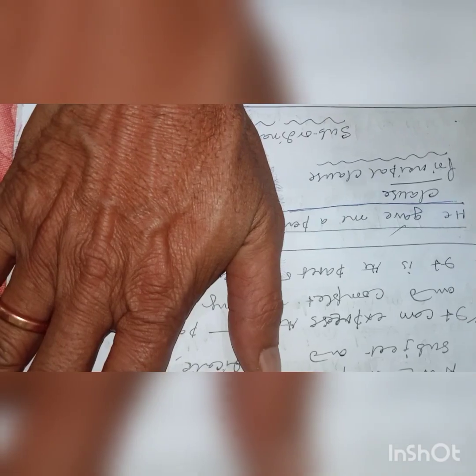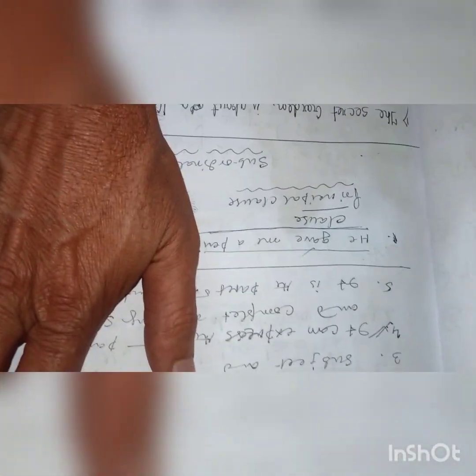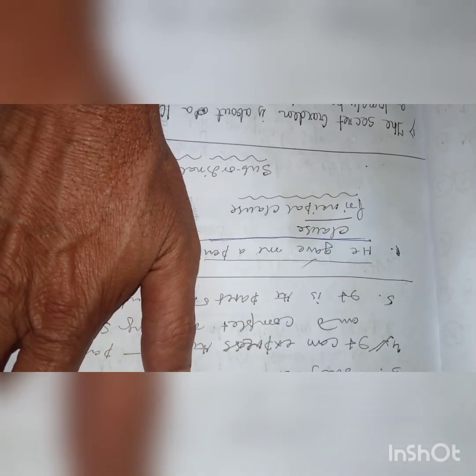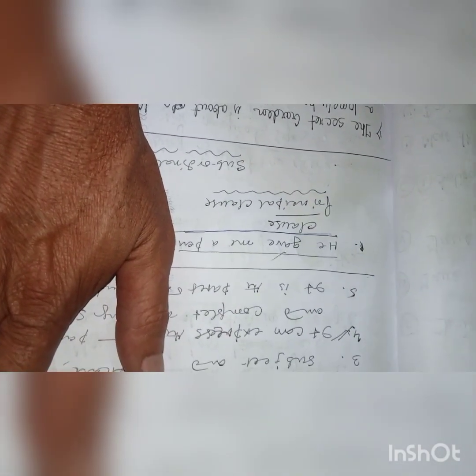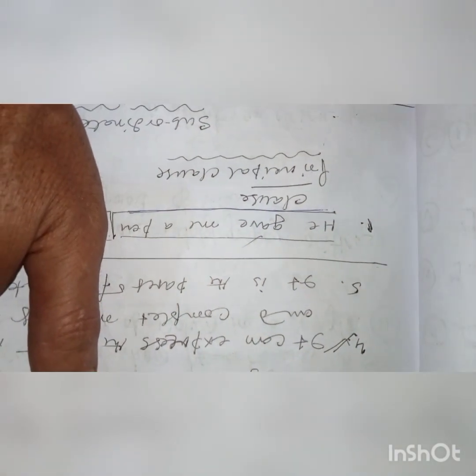Phase by phase and bit by bit, I want to clear it for you. He gave me a pen: he is the subject, pen is the predicate, and it is also a group of words. It has a meaning also. If you close the rest of the part and consider he gave me a pen, it can express full meaning. So it should be treated as a clause.